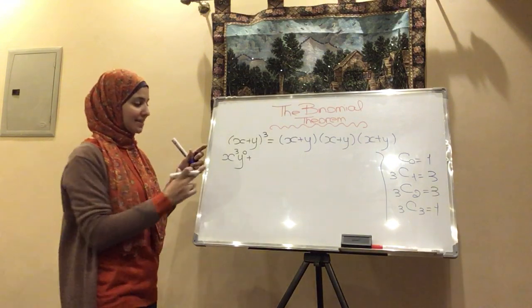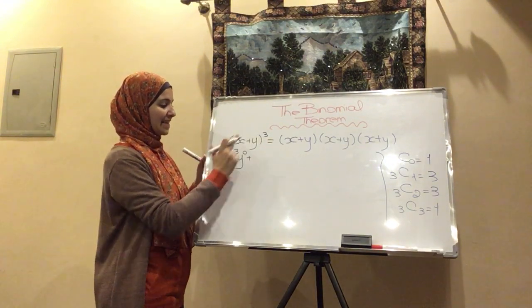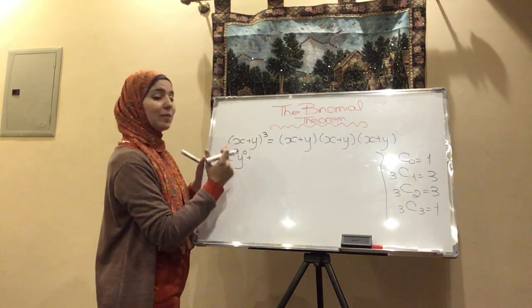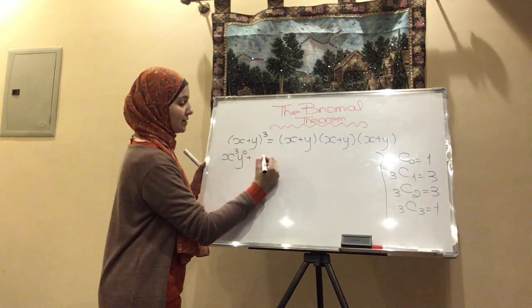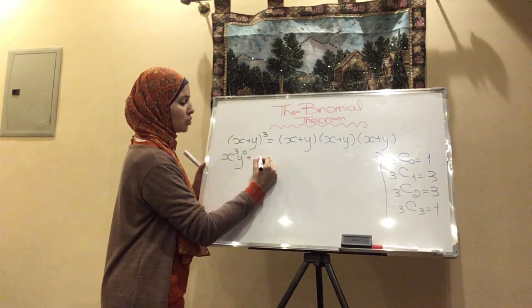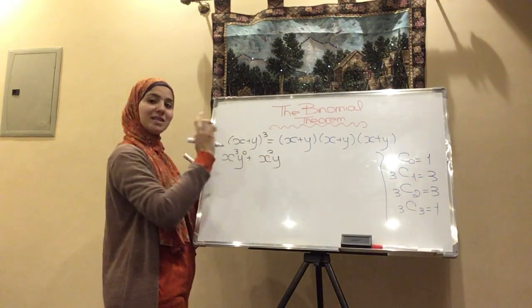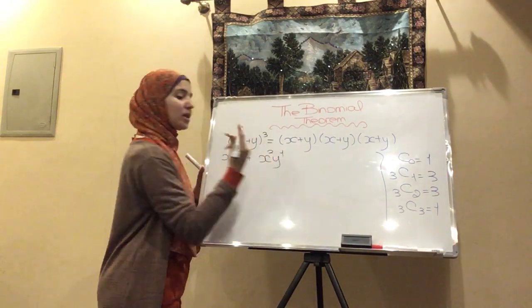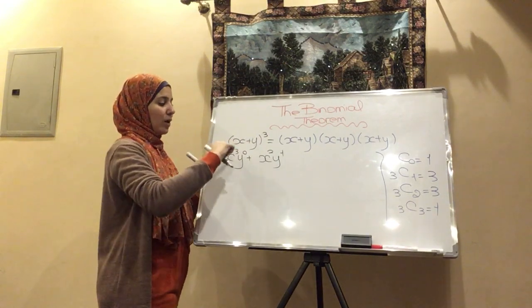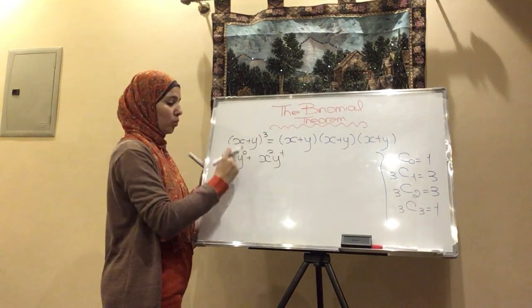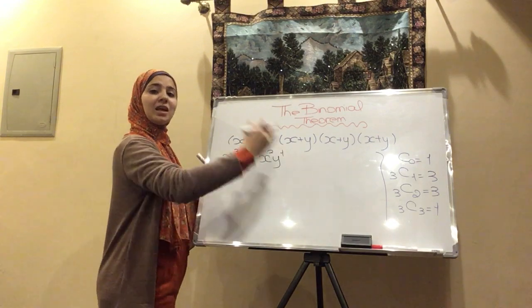What do I do next? The first term, I decrease its power. The second term, I add its power. So for instance, this was x power 3, minus 1, it will be x power 2. What about y? It was power 0, I will add 1. So I'm doing the opposite. X has the powers in a descending order, while y has the powers in an ascending order.